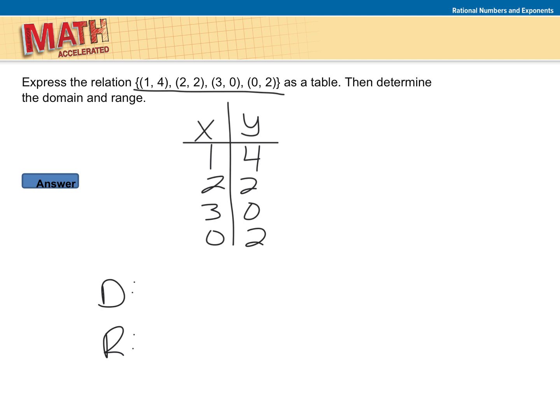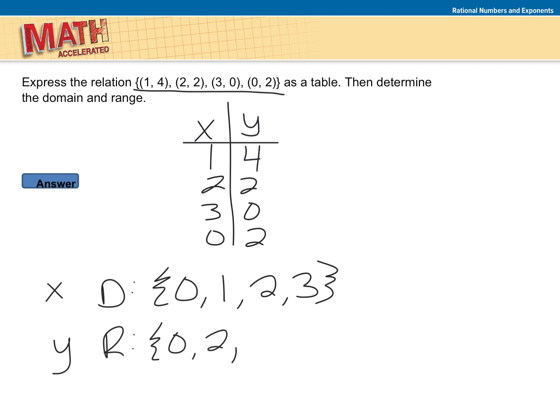Okay? So domain is my what values? Domain is x values, and we want least to greatest. What's my least x value? 0. And then 1, 2, 3. Okay? Set notation, I have braces or parentheses, whatever you guys want to use. Range, what values are those? Y values, right? Least to greatest? 0, 2, 4. Note what I didn't write. Because there was 2, 2, so that's already the range.